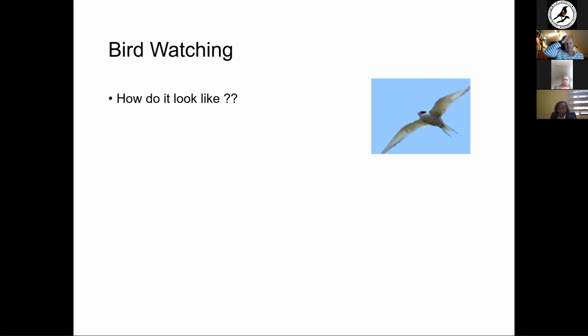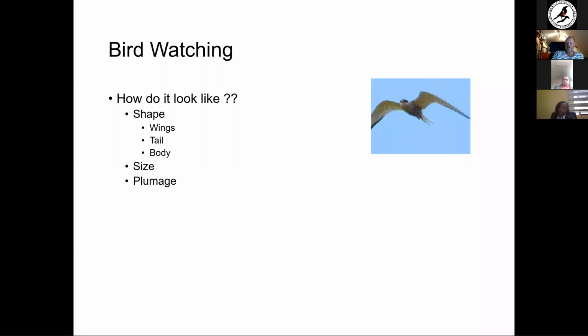And then you come to how a bird looks like. How do they fly? The shape of a bird. The wings, how does a wing look? The tail, body. The size. Size can be tricky because it can be hard to see what distance they are from you. But you try to measure the size by looking at a familiar bird around or some familiar obstacle or something that you know the size of. And then plumage, of course, is important, if you can see the characters of the plumage.